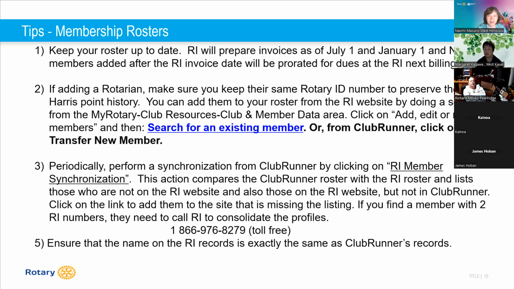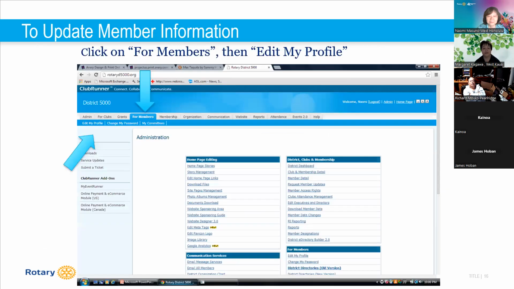So just on matching the names, if somebody's name is Robert in Rotary, and in Club Runner you put it in as Bob, it's not going to match up. So you've got to have the names exactly the same, or else it doesn't sync. Yeah, makes sense.